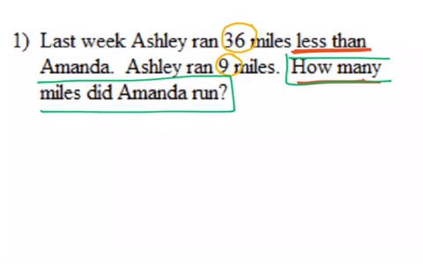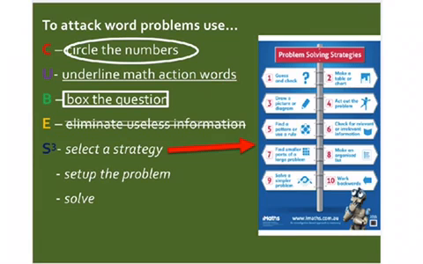E stands for eliminate useless information. Well, I'm sure that Ashley and Amanda are very nice people, but I don't need to know that this all occurred last week. I just need to know this is my problem. And really, you don't need to know their names, Ashley and Amanda. You can say person A or person B, but just for confusion, I'm going to leave that information in there. So really, the only useless information is when this occurred, which was last week. So I did a double strike through.